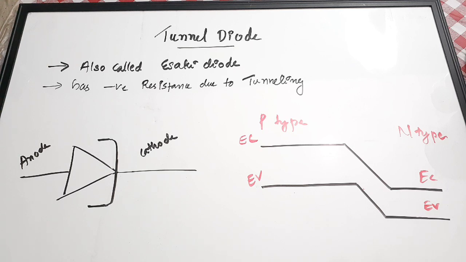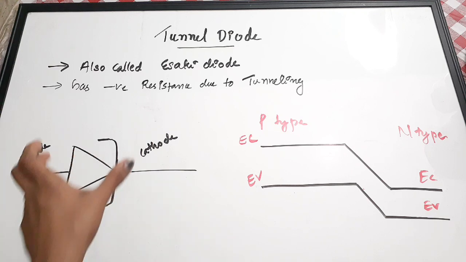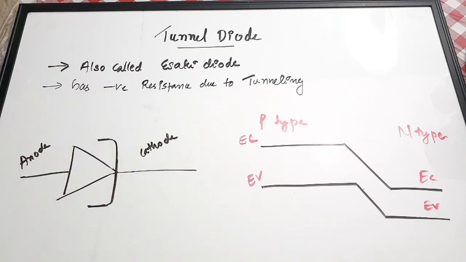The tunnel diode is also called the Esaki diode. It is named after its founder. The main principle happening in the tunnel diode is the tunneling mechanism, which is actually a quantum mechanical process, and due to it the diode is said to have a negative resistance. While discussing the working of the tunnel diode, you'll be very clear about the negative resistance, but just know that it has a negative resistance due to the quantum mechanical effect called tunneling.